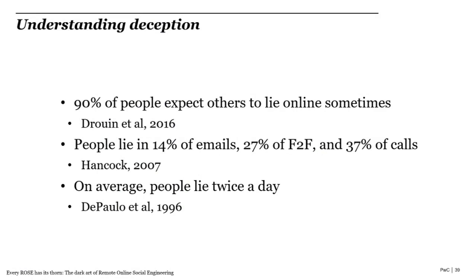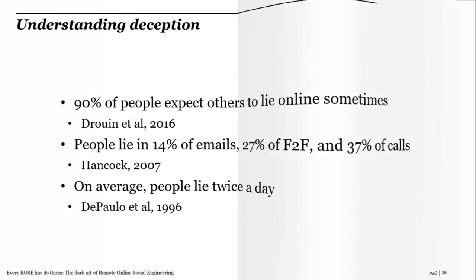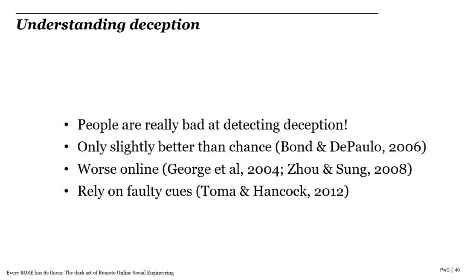So in order to prevent and detect Rose attacks, it's necessary, I think, to understand a bit more about deception and how deception works. So we lie all the time. Everyone lies to each other all day, every day. We expect other people to lie as well. We know that other people are lying to us. But despite that, and actually I'll take a quick show of hands here. Who thinks they're pretty good at knowing when someone else is lying? A few people? Okay. So research shows that we're actually really bad at it.